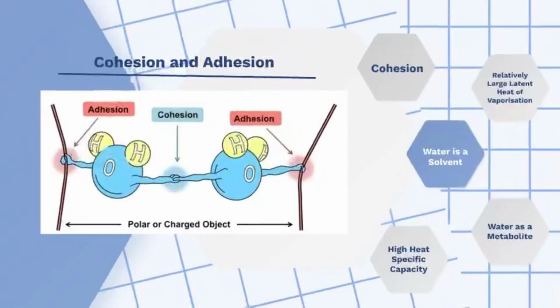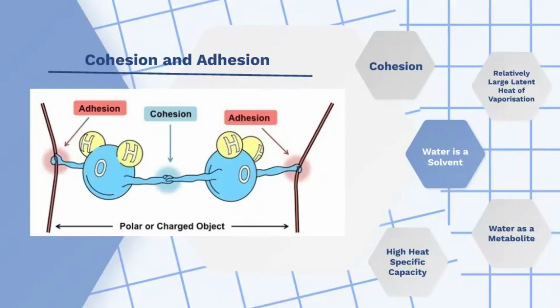Its other properties include the fact that it's a solvent, meaning substances can dissolve in water because of its ability to form hydrogen bonds. This makes it a location for metabolic reactions and an excellent transport medium. It has a high specific heat capacity, meaning it can keep temperatures very stable. And finally, it has a relatively large latent heat of vaporization. This means that when water is evaporated, it takes a lot of the heat and therefore has a cooling effect. And these are all properties which make water essential to life.